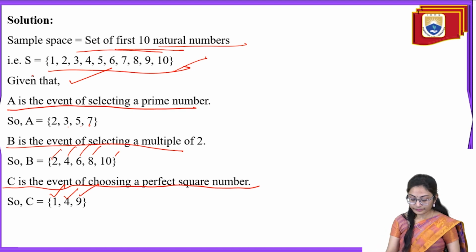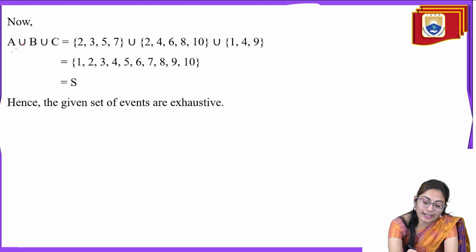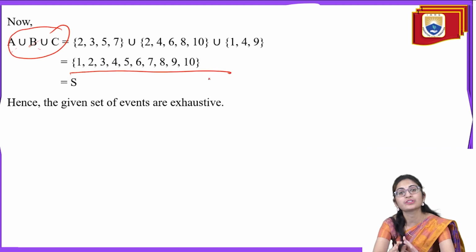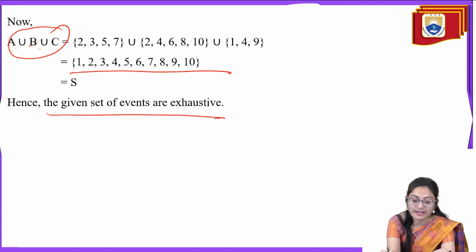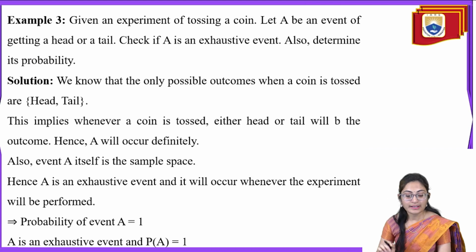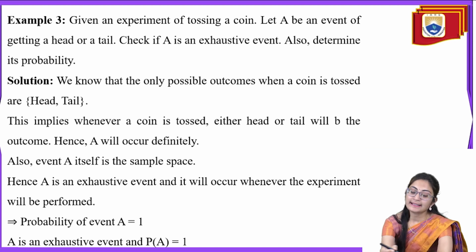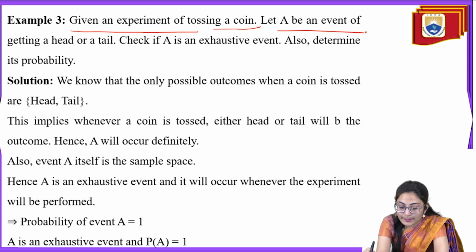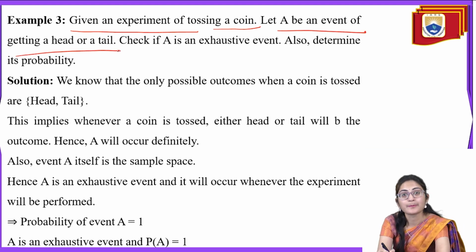So now again, for events A, B, C we take the union, and after that you get the original sample space. That's why this given set of events is exhaustive. Now example 3: given an experiment of tossing a coin, let A be the event of getting head or tail.